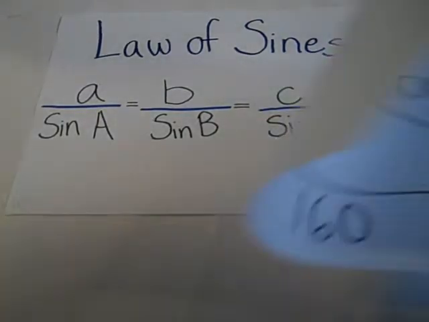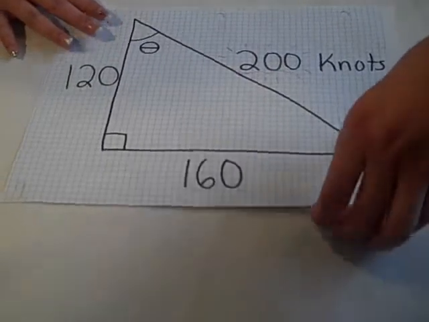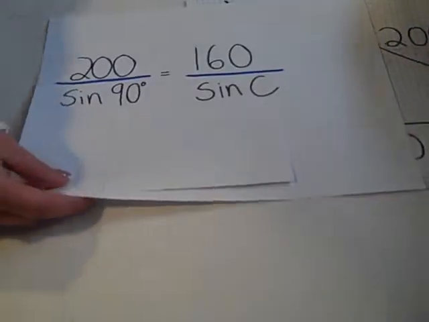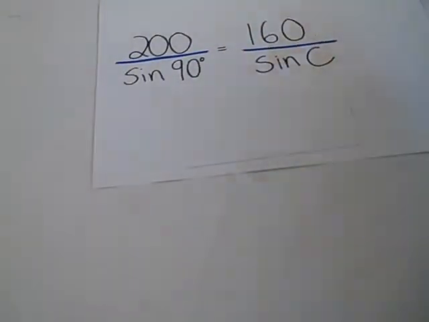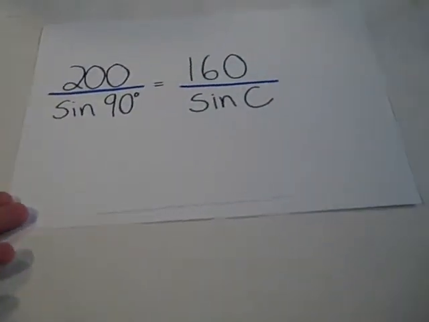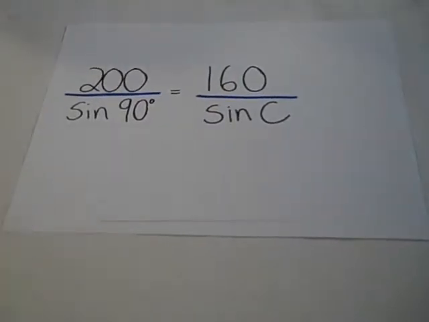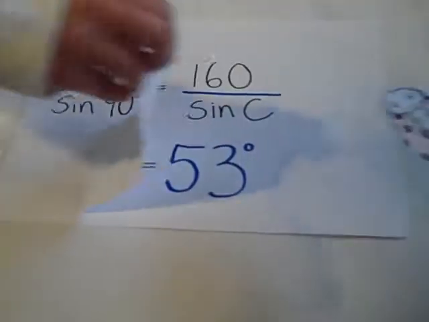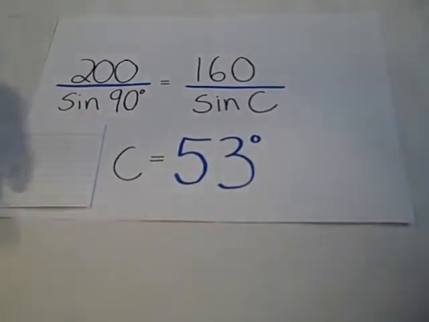Using this triangle, we put in place 200 for side length a and 90 degrees for angle A, and 160 for side length c, and we are solving for angle C. With quick work of the calculator, it turns out to be 53 degrees. Let's go back to the compass.